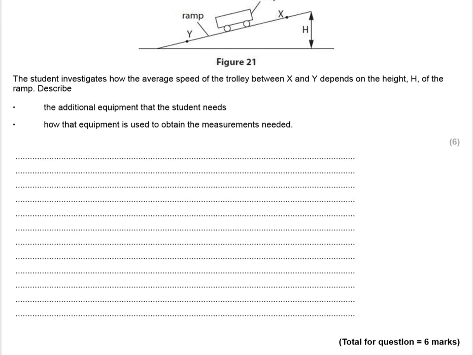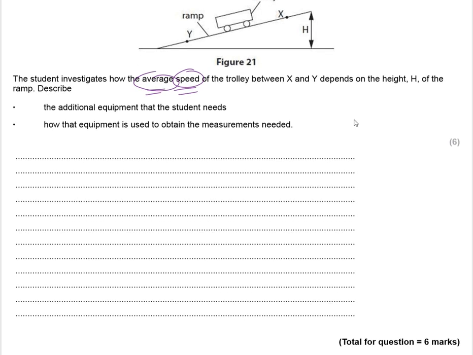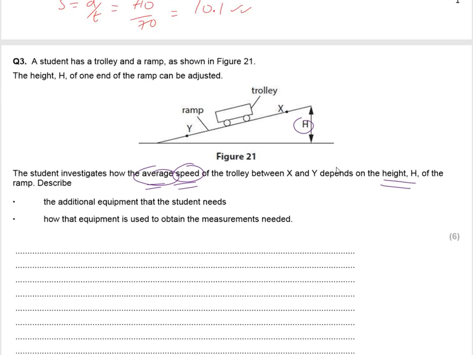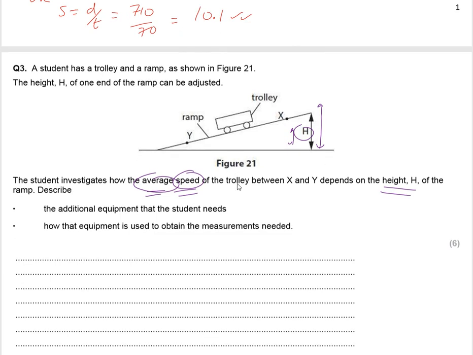Now this is a good question, and we want to be able to do a few things. First of all, we need to work out the average speed. Okay, next we want to depend on height. So this is the height. So what we want to do is change this, make this longer or shorter. So you want to talk about these things. Okay, all right, let's take a look.